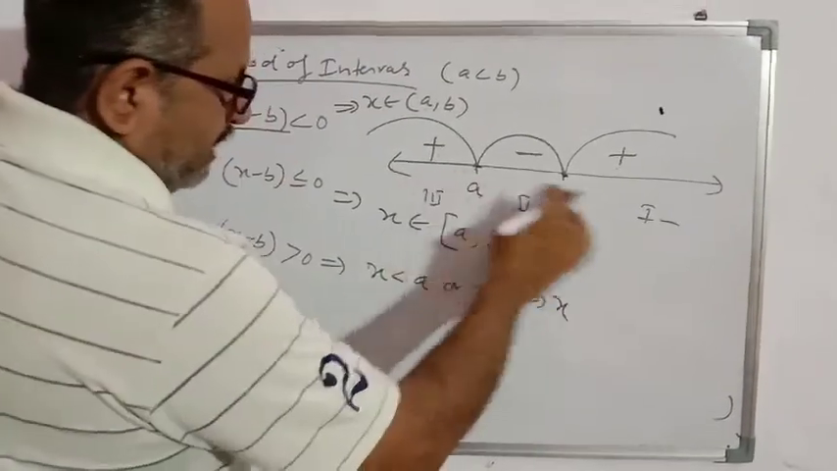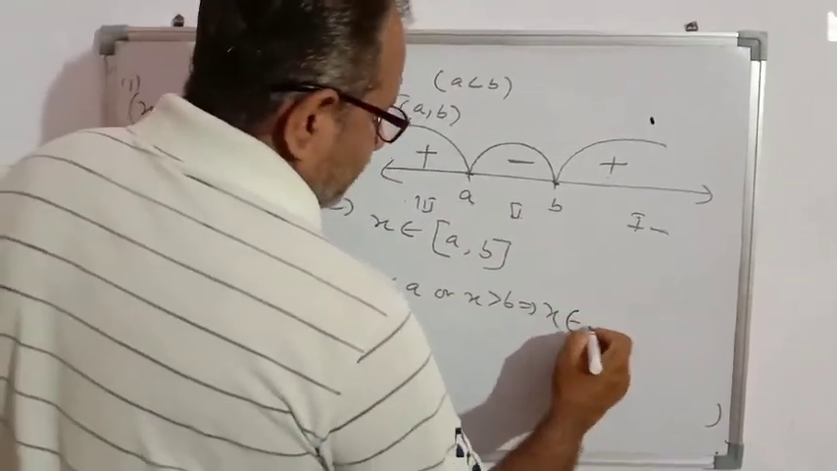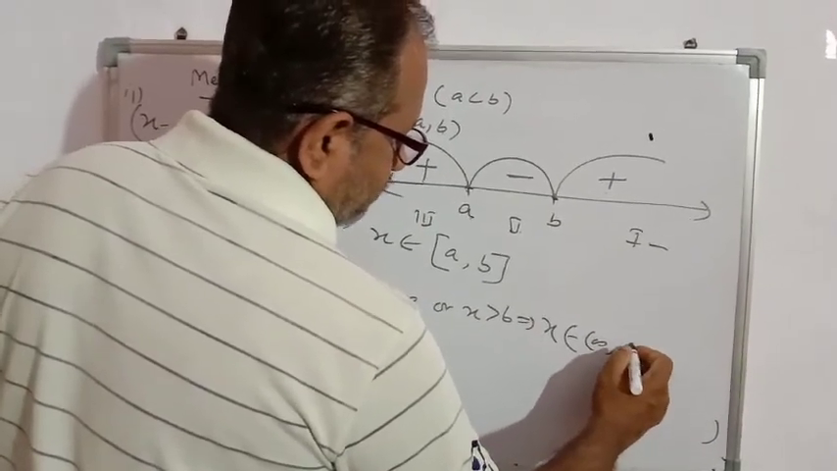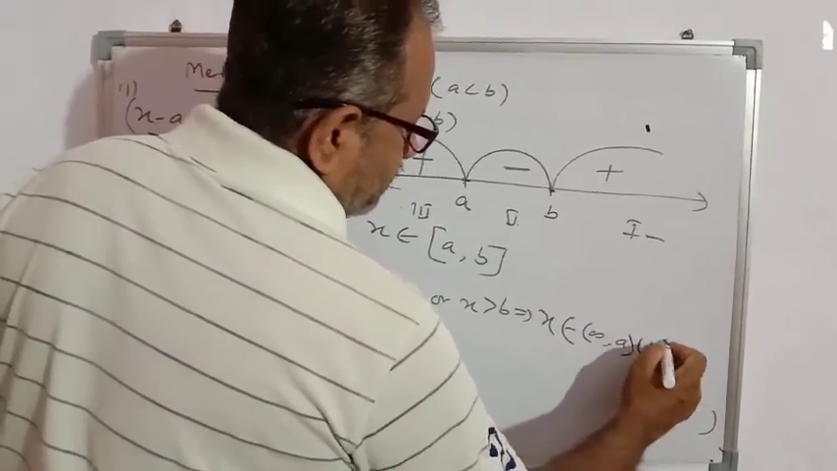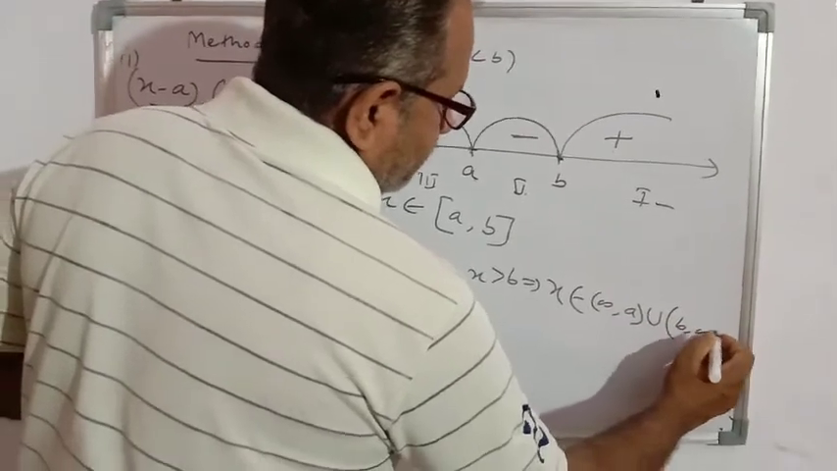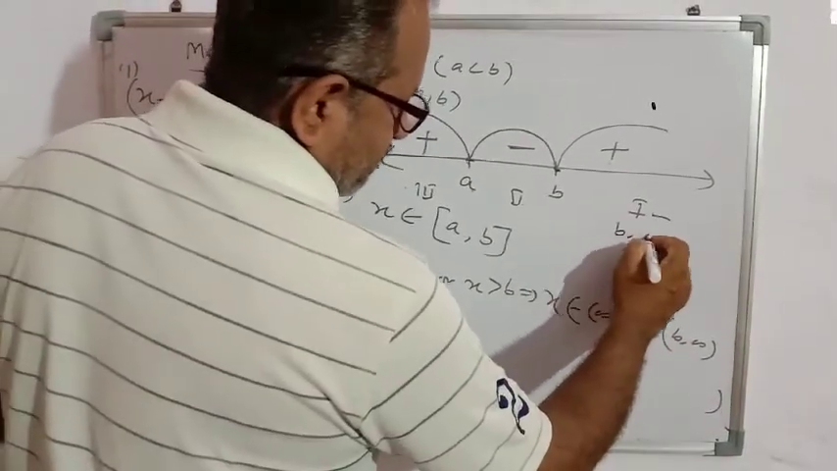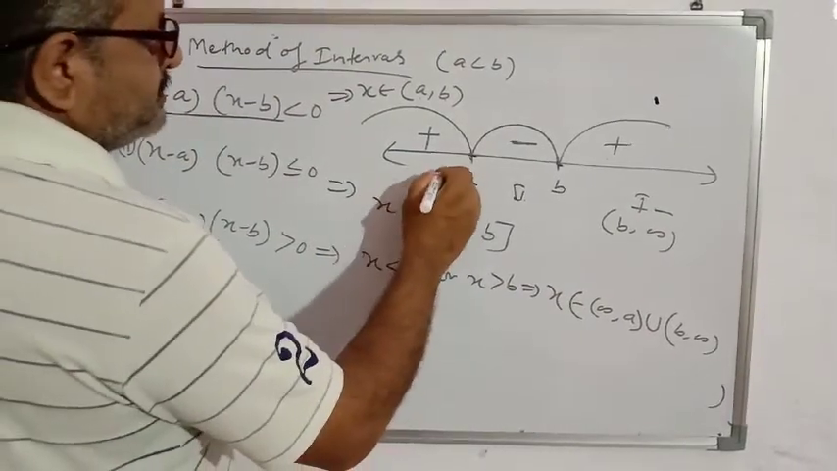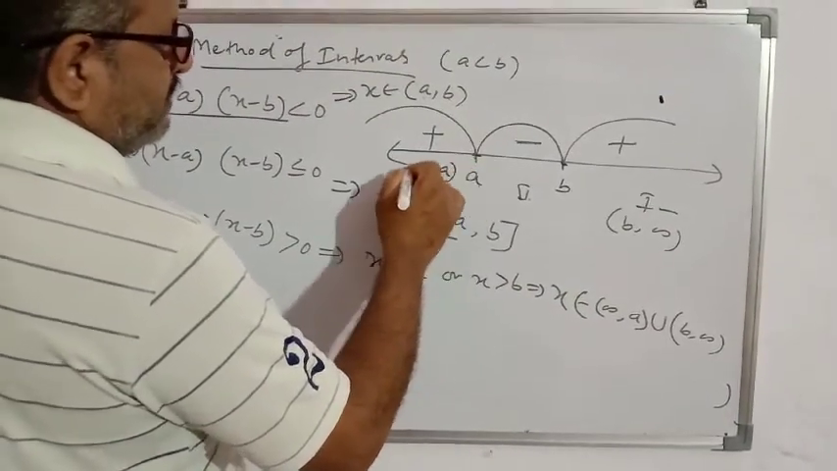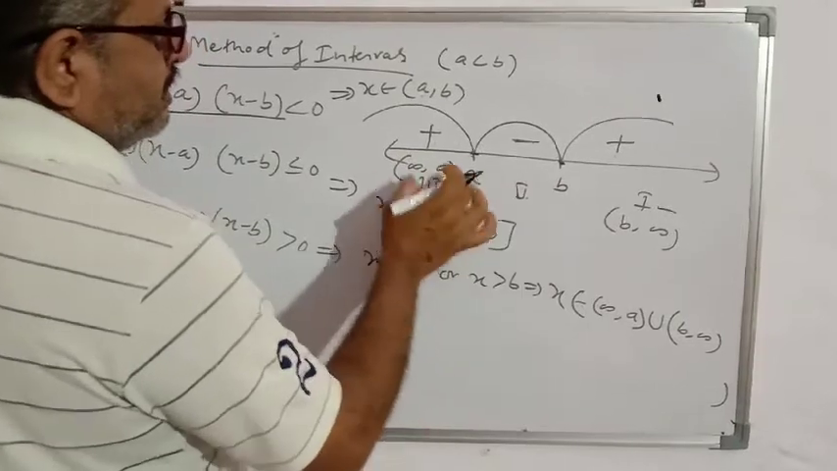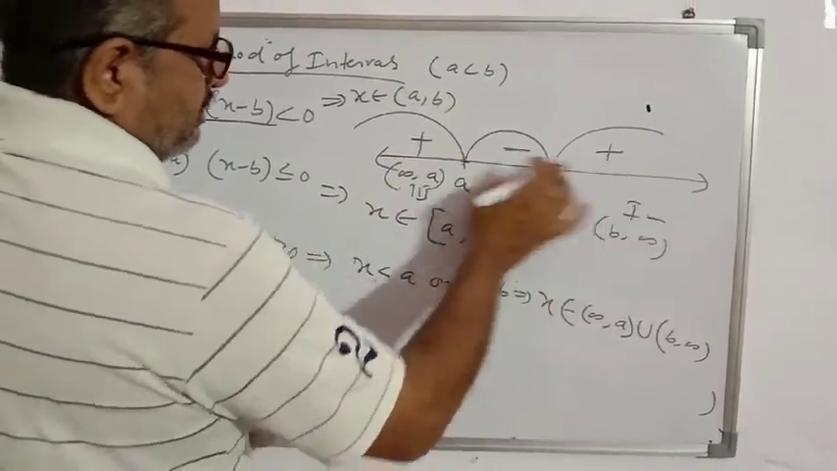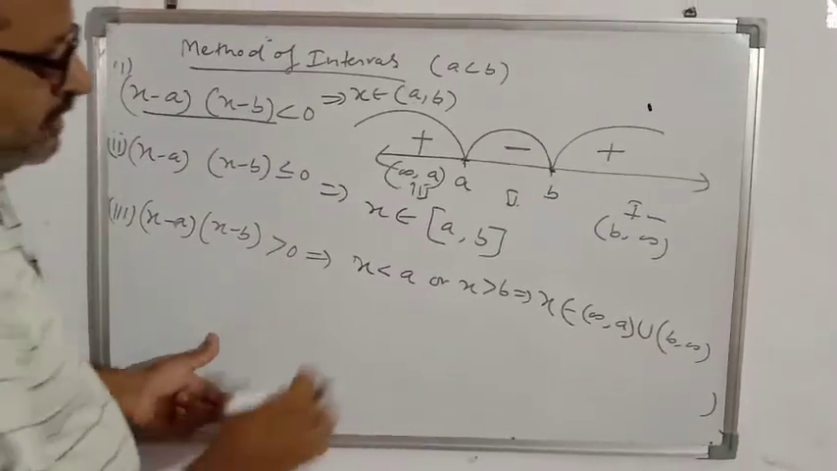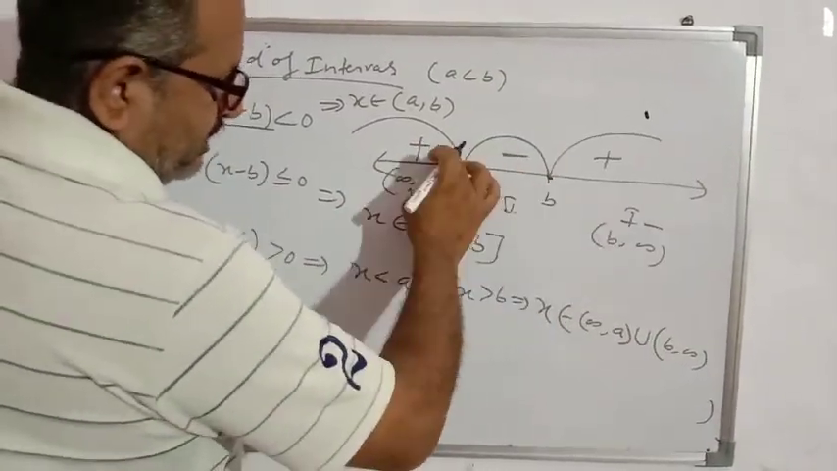So we can combine both. We will write x belongs to negative infinity to a, union b to infinity. This interval is from b to infinity, greater than b. And this one, negative infinity to a, open interval. So in this region and this region, positive is coming. So (x minus a)(x minus b) greater than 0. We will take the union of these two intervals.